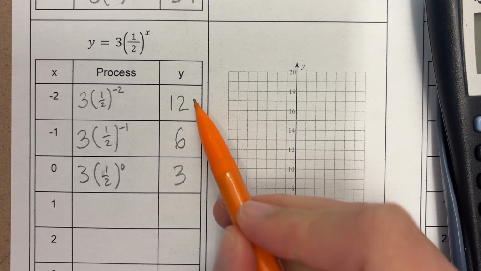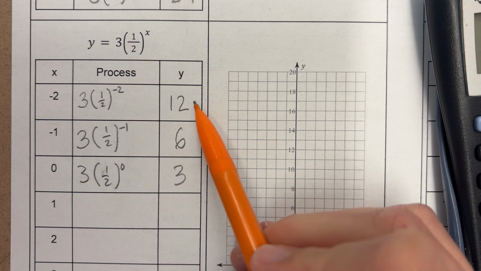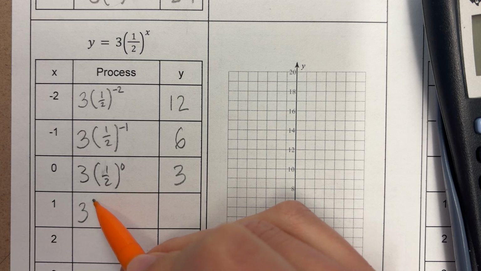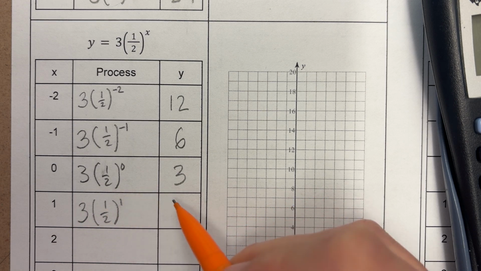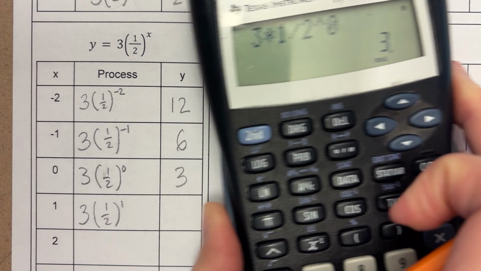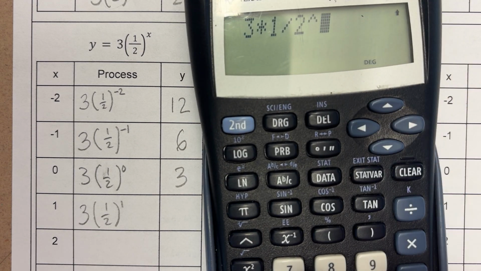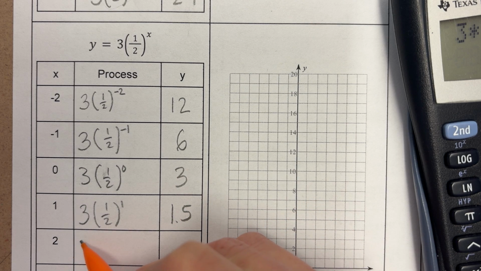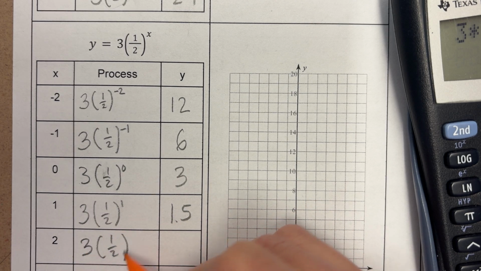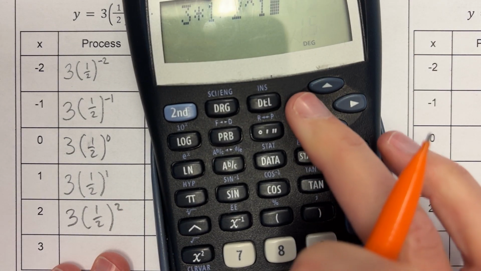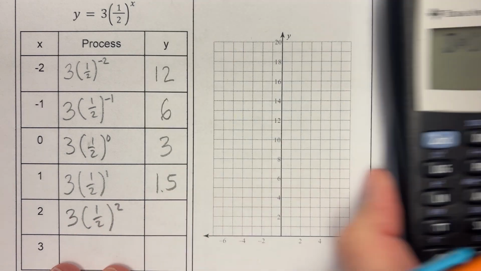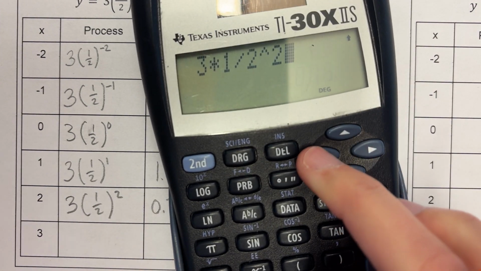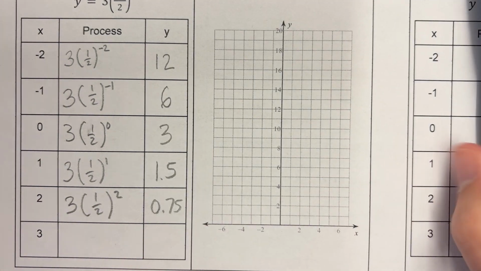But guys, look at the pattern. I'm multiplying by 1/2. So what's happening? I'm dividing by 2. Look, I'm going to divide by 2 right now. This is 3 times 1/2 to the power of 1. What's 3 divided by 2? You could do it here, but 3 divided by 2 is just 1.5, right? To the power of 1, 1.5. When I make it to the power of 2, come back to your calculator. Power of 2, 0.75. Power of 3, dividing by 2, 0.375.